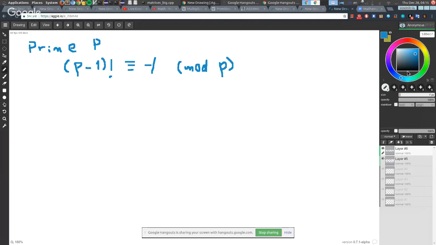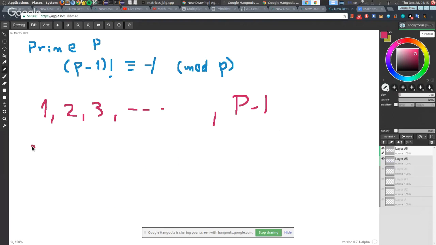To prove this, we take the numbers here. This p minus 1 factorial is basically the numbers 1, 2, 3, and so on until p minus 1. So we have to show that this product is congruent to -1. First we have to prove two things.